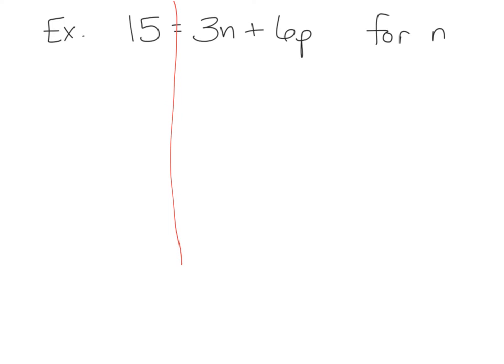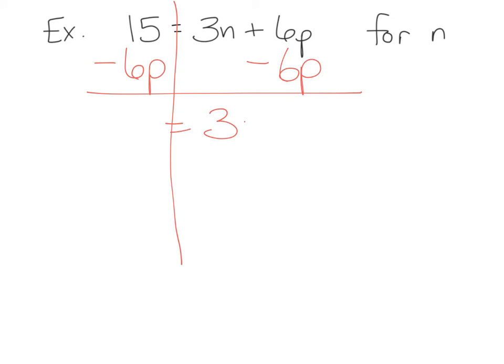I know now that the n is right here. So I want to move anything that's not attached to that n first. So I have a plus sign, I have a 6p, so I'm going to move it by saying minus 6p, because I want to get rid of that on that side. Now, on the right side, I have 3n. On the left side, I have 15 minus 6p. I cannot combine those. They are not like terms. I have a 15 and I have a minus 6p. Can't combine them. So now I want to get n all by itself.